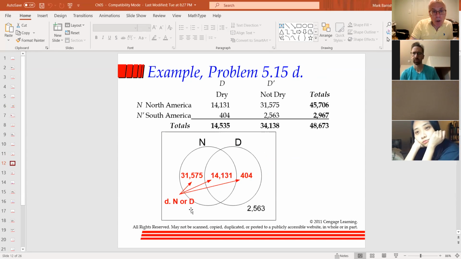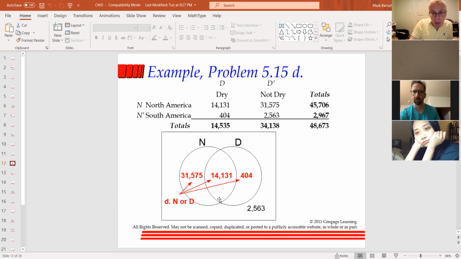Now, also, if you wanted to say N or D, that would be what's inside the two circles. And of course, we eliminate the duplicate of 14,131. So we simply add these three numbers. That will give us what's inside N or D, right? So it's N plus D minus what's in the middle, or the sum of these three numbers. That gives you N or D. Okay, so it's really this number plus this number plus this number would be N or D. And of course, this here would be not N or D, right? That's what this number would be.